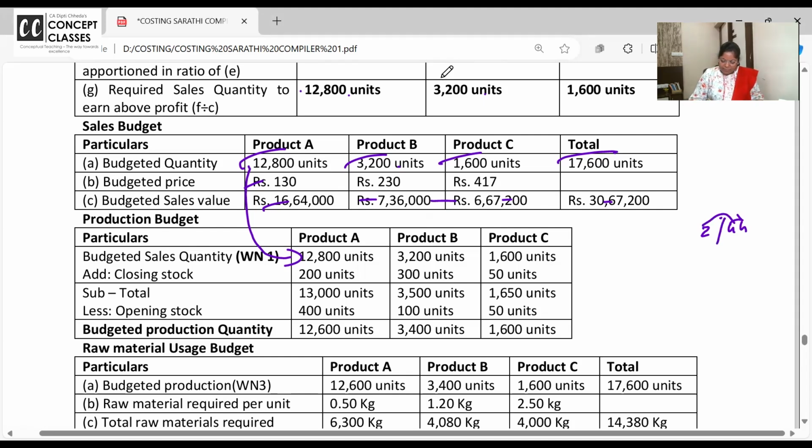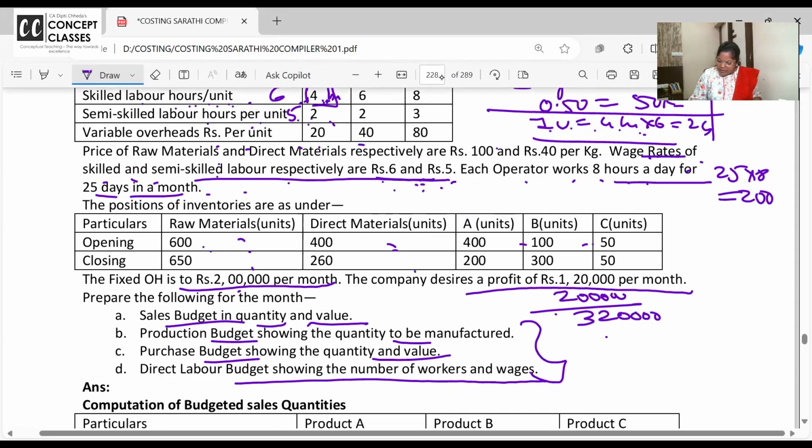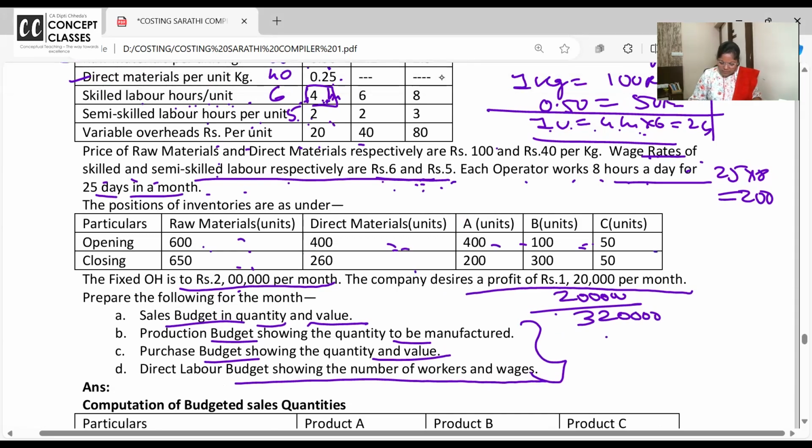ठीक है? हाँ. Now you know sales. Now in the question they have given you ready opening and closing inventory सबका.